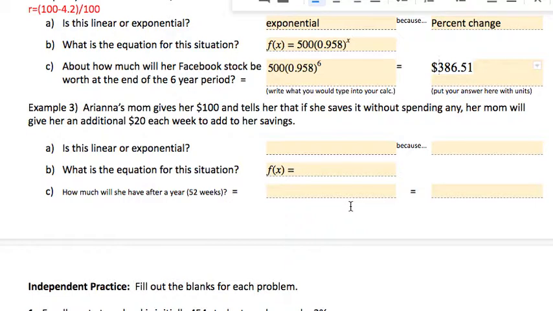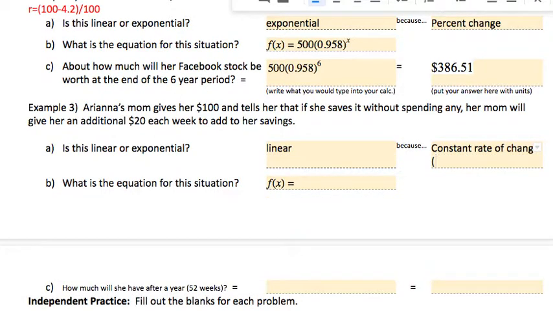So in this case, Ariana is getting $20 each week. That is a fixed amount. That is a constant rate of change. And so that means this is linear. And the reason you would say something like constant rate of change is that plus 20, right, is the constant rate of change.